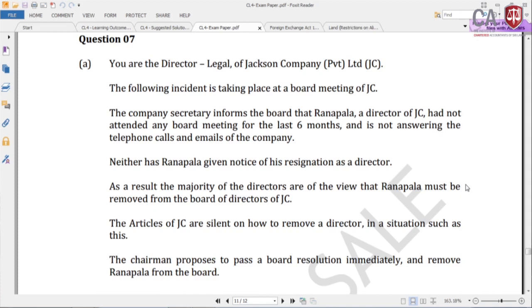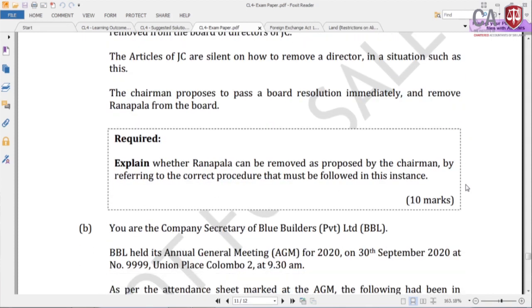As a result, the majority of directors are of the view that Ranapala must be removed from the board of directors of JC. The articles of JC are silent on how to remove a director in situations such as this. The chairman proposes to pass a board resolution immediately and remove Ranapala from the board. You are required to explain whether Ranapala can be removed as proposed by the chairman by referring to the correct procedure that must be followed in this instance. So you need to look at the removal of directors in a company.